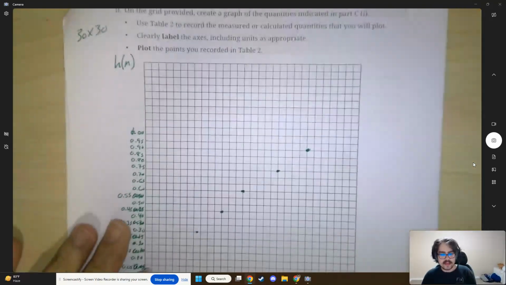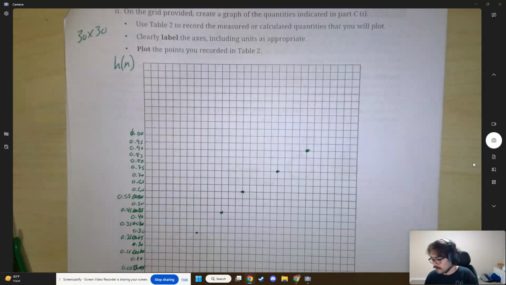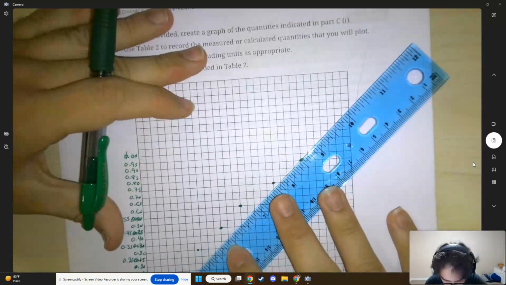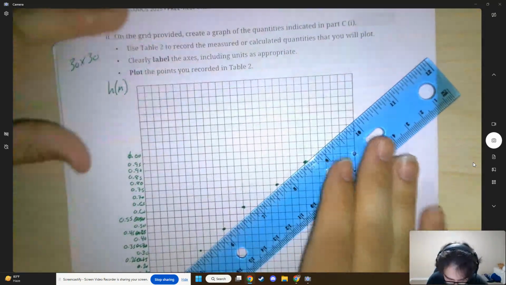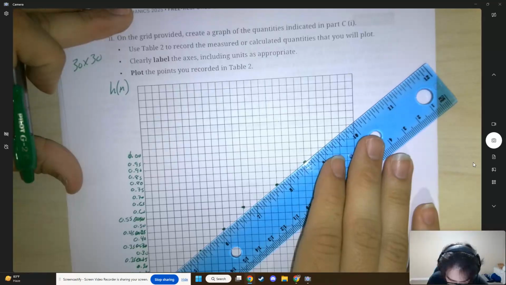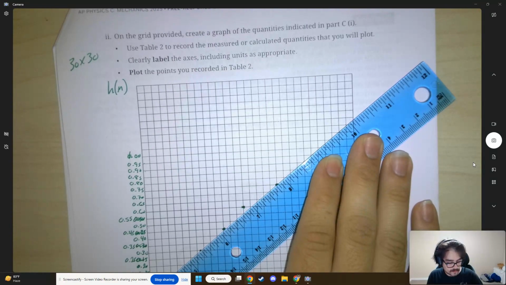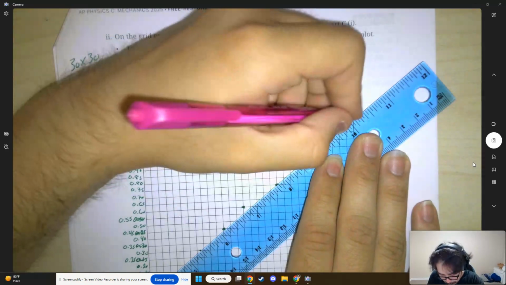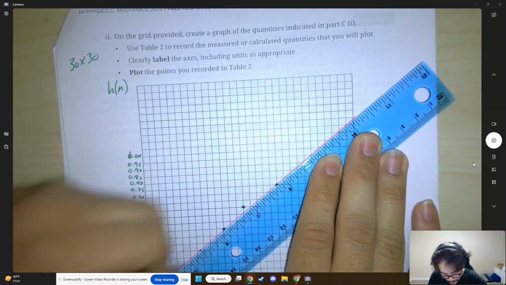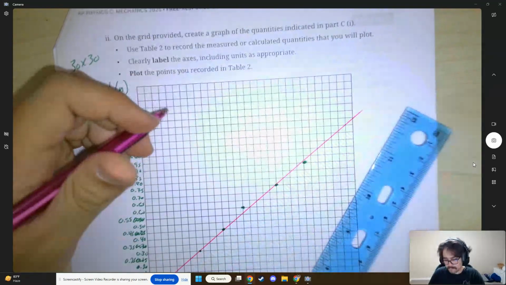Okay, and then you have to draw the line of best fit. You're supposed to use a ruler for this. So you can draw your line of best fit. That looks about right. Let's do that. Okay. Looks like a good line of best fit.